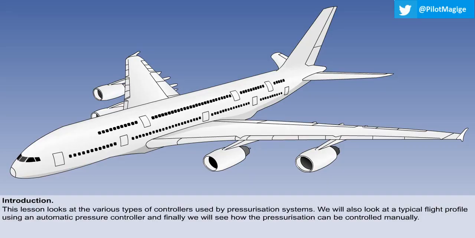In this lesson, we will examine the various types of controllers used by pressurization systems. We will look at the required pilot inputs and at the indicating systems used to inform the crew of correct system operation. We will look at a typical flight profile using an automatic pressure controller. And finally, we will see how the pilot can control the pressurization manually.